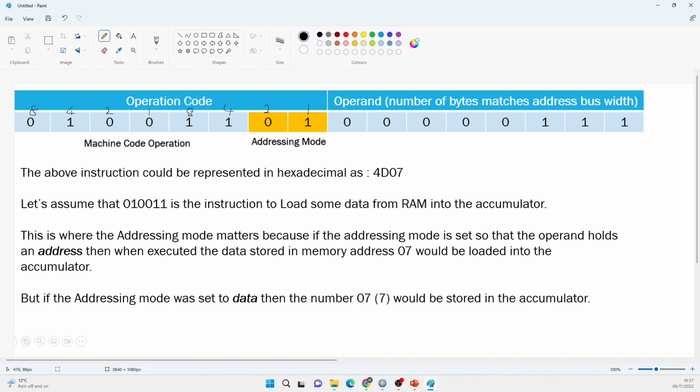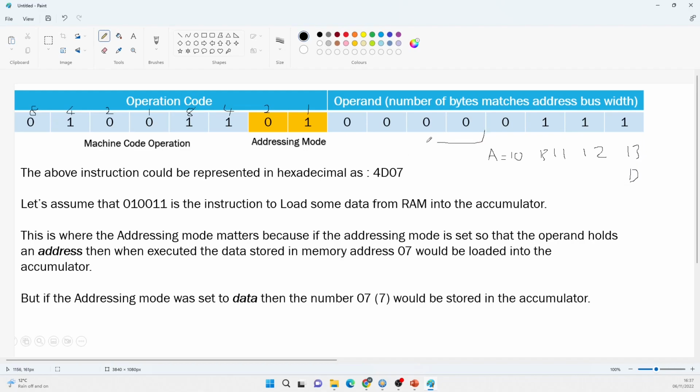1, 2, 4, 8. You can see here, so obviously that is 4. You add up all the ones with the 1 underneath it, and this is 8 plus 4 plus 1, so that is actually 13. Now, in hexadecimal, after you get to 9, A is 10, B is 11, C is 12, and 13 is D. So that's why it's 4D.